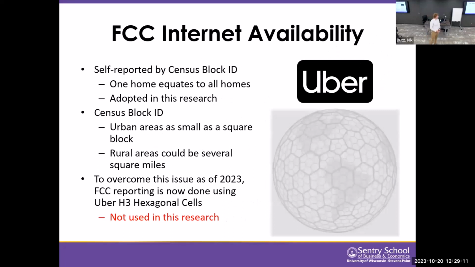So this is something that Uber made that can counteract some of those things that the FCC had issues with. They use a hexagonal system instead of a census block ID, and that is a little bit more of a guarantee on whether someone in that area can get internet or not. They have a fixed size instead of having very large census blocks in rural areas and rather small ones in metropolitan areas. So this was a little bit more accurate.